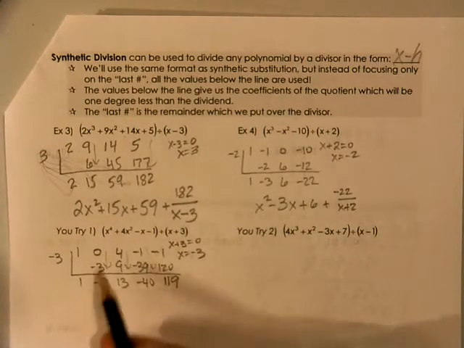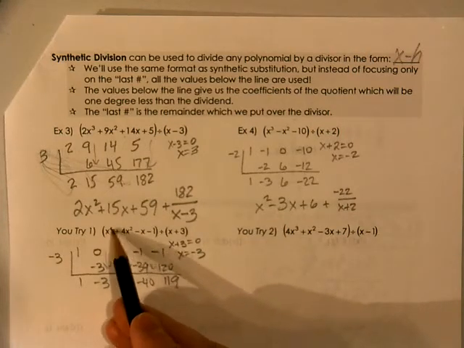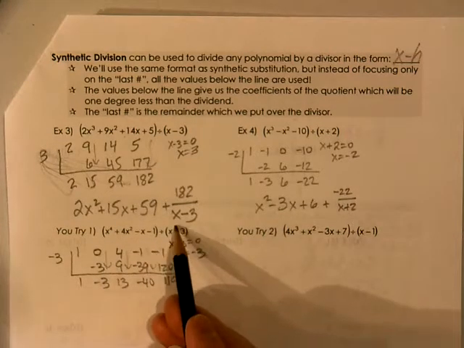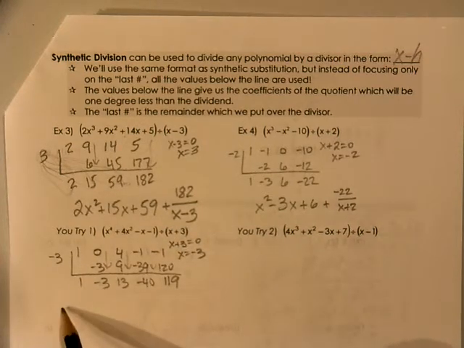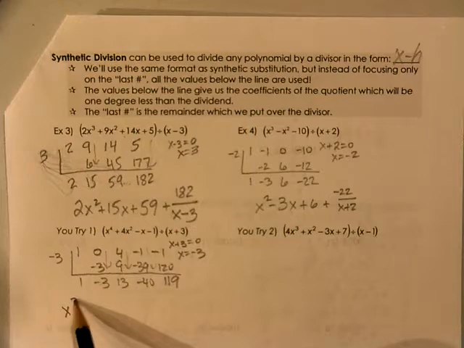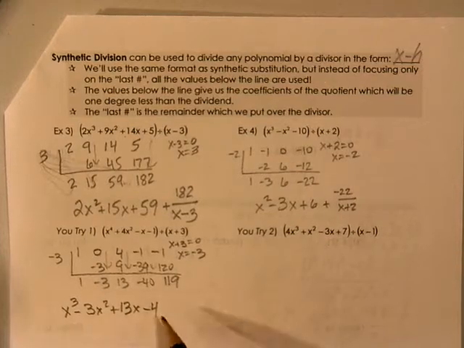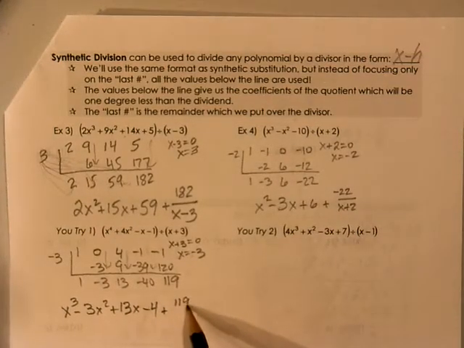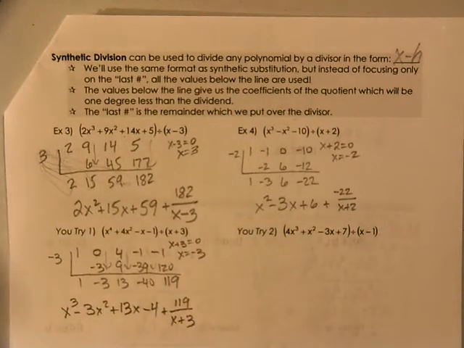So this is going to give us, look at the degree. The degree is x to the 4th power. If we're going to divide by 1 degree, x to the 1st power, then this is going to become 1x cubed minus 3x squared plus 13x minus 40 plus 119 over x plus 3.